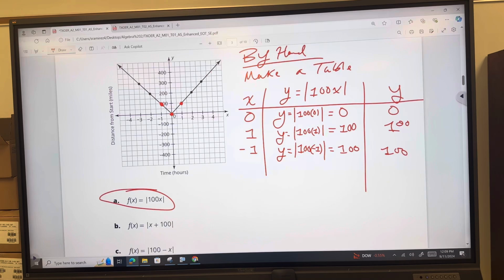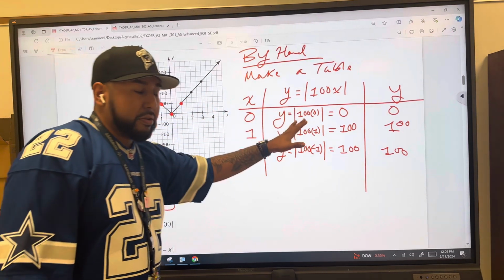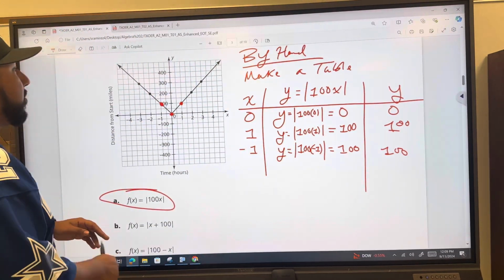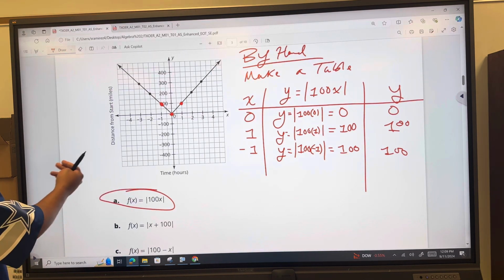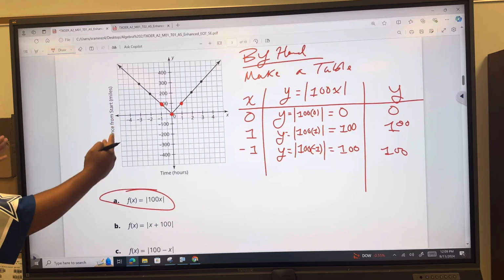But what's the importance of this? You need to be able to do this by hand, because this is on TSI. You'll be doing this next year at Aldine Senior, so I need you to be able to practice substituting, solving in a table to match the graph.